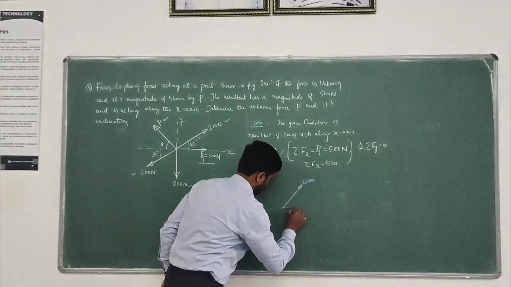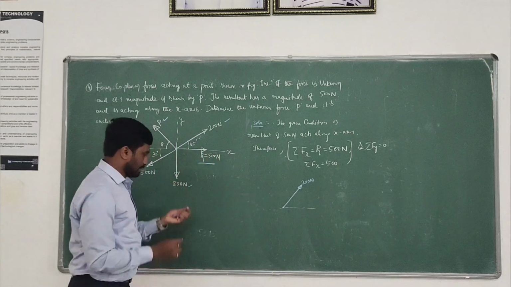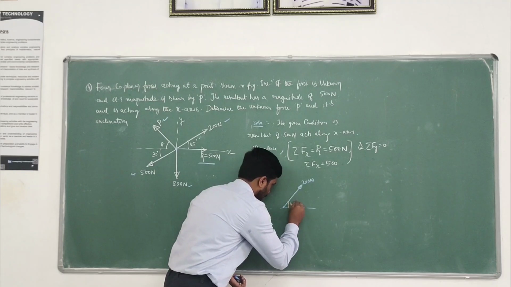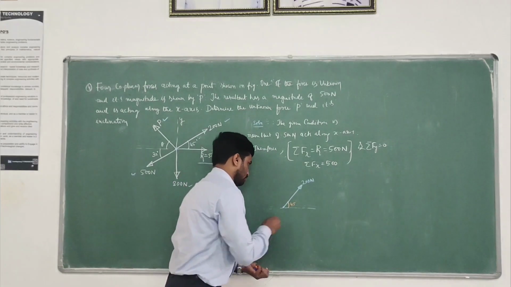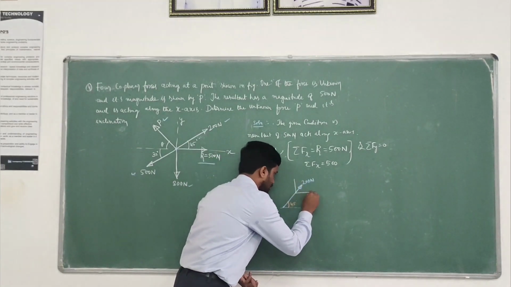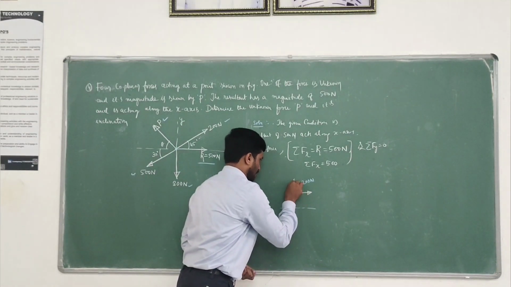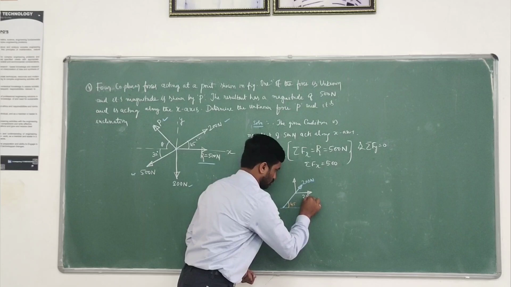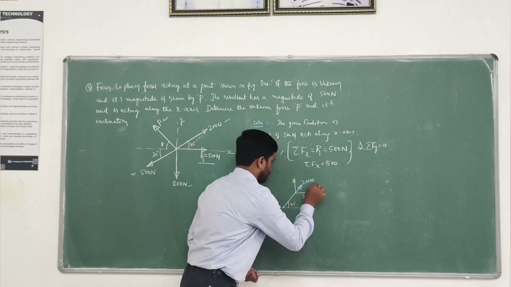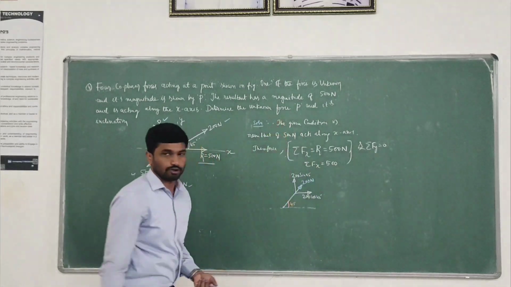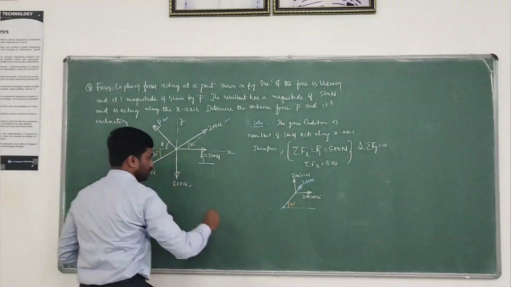200 Newton, and the angle of inclination is 45 degrees. Now resolve this first force in two directions. First, the direction acting away, it will become 200 cos 45, and the other will become 200 sin 45. The first force is over. Come to the second force.